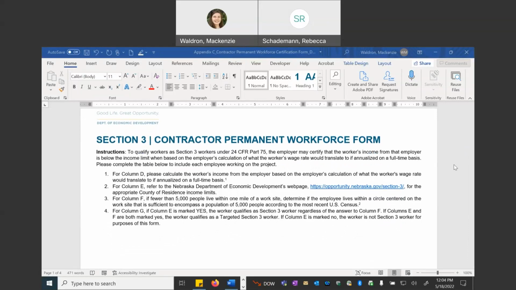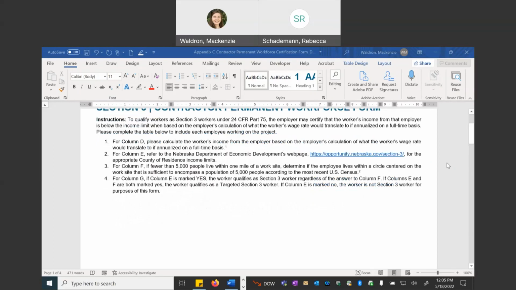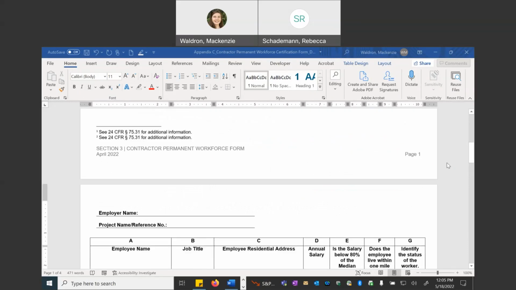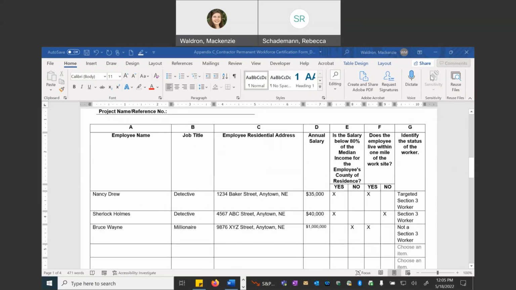The employer would also be identifying if that individual is a targeted Section 3 worker based off of their residence and the Section 3 project location. So remember, they have to be within a certain mileage distance there. So we're gonna go down to the second page and run through a couple of examples here. And Mackenzie, if you scroll up just a little bit.